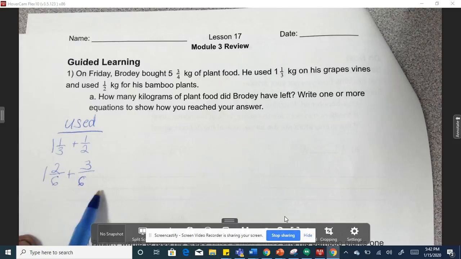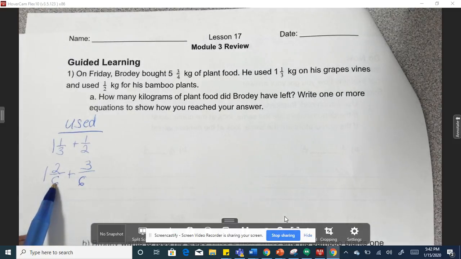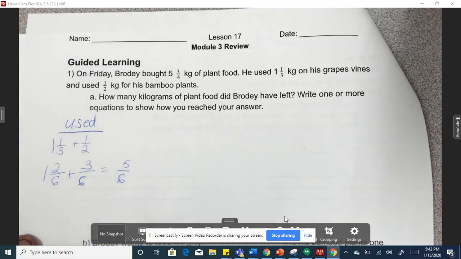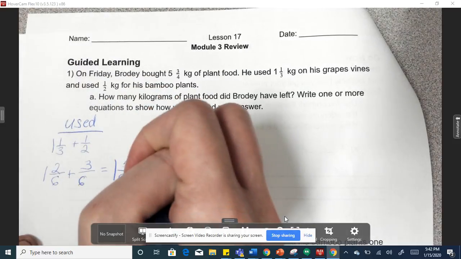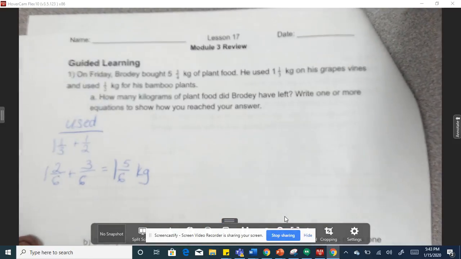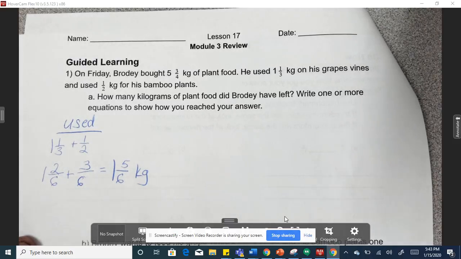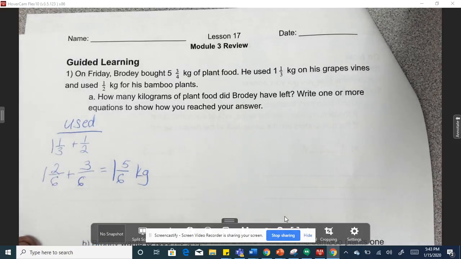Now we have common denominators, we can add. Start by adding the fractions. 2/6 plus 3/6 is 5/6. And remember, if there's nothing in front of a fraction, that means there's nothing there, so there's no wholes. 1 plus nothing is 1. So he used a total of 1 5/6 kilograms of plant food. So now we have to figure out how much he has left.